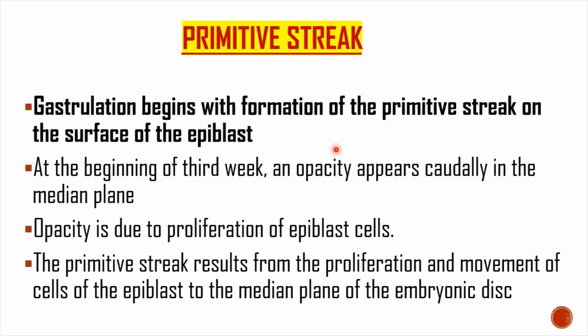The primitive streak results from the proliferation and the movement of the epiblast cells to the median plane of the embryonic disc. Now, very soon we're going to look at what causes these epiblast cells that are tightly adhered together to start moving to the median plane and to form the primitive streak.